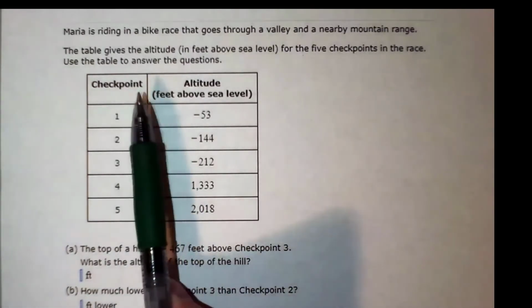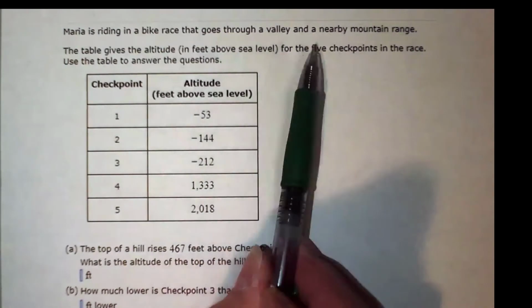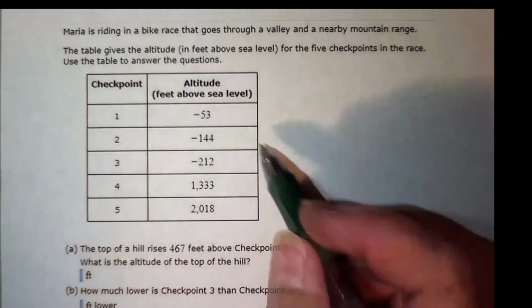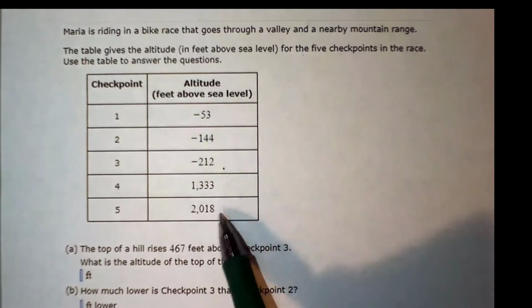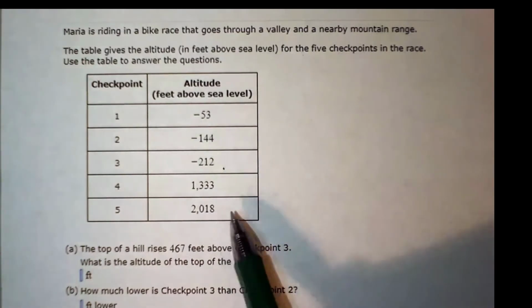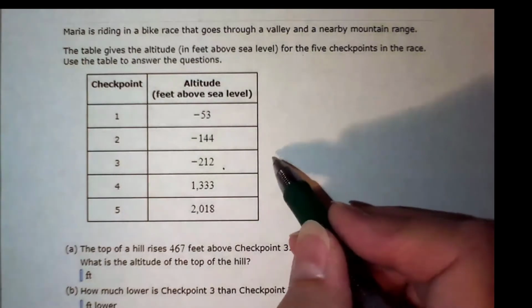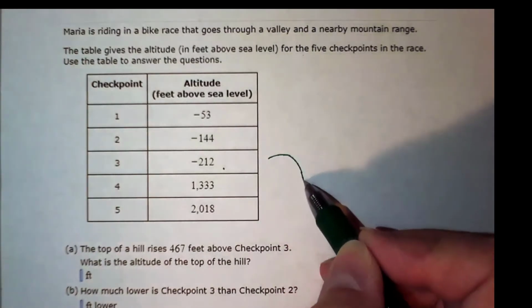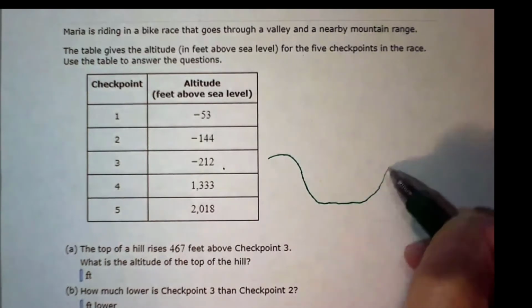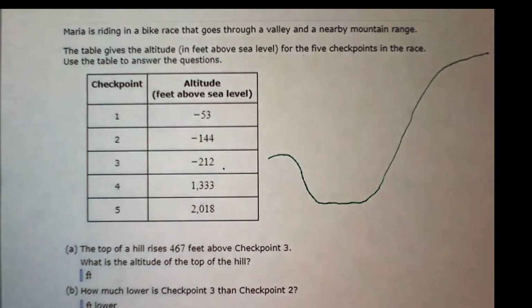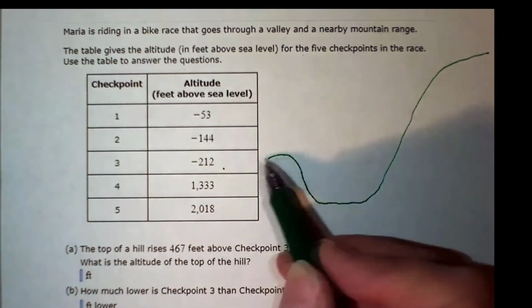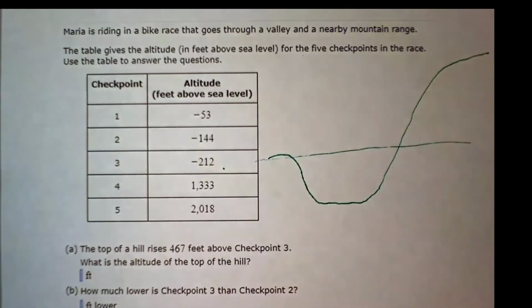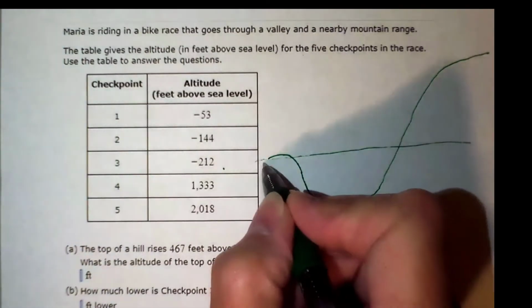It says that Maria is riding in a bike race that goes through a valley and a nearby mountain range. The valley goes down 212 feet below sea level. It goes up to 2,000 feet when it gets to the mountain. So I'm assuming it would look something like this. There's this valley, and then this huge mountain. This is not to scale, but just to give me an idea. Sea level is somewhere in here. Let's say it's just at the top of where the valley starts. So that's at 0 feet.